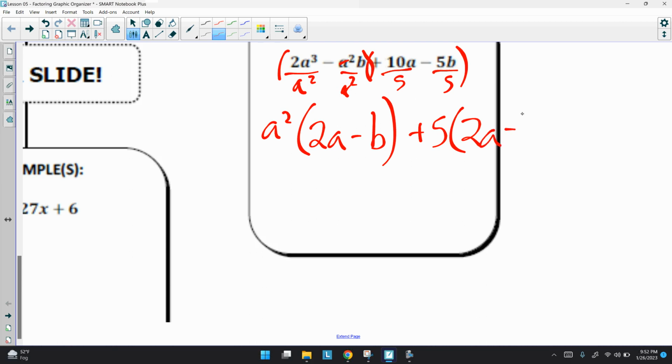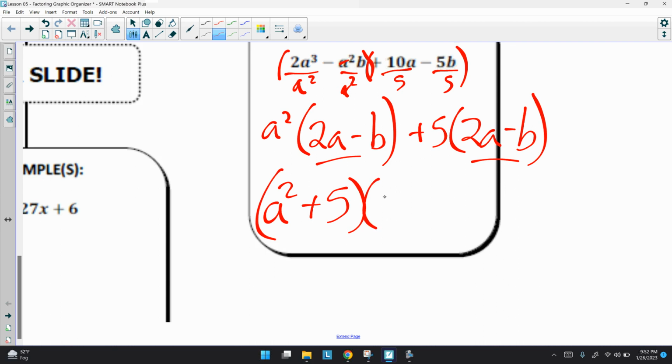Parentheses are the same, so we're doing the right thing. So bring down the A squared, bring down the 5, and then bring down the 2A minus B. And then my little good old catchphrase, bing, bang, boom, all done. Pause the video.